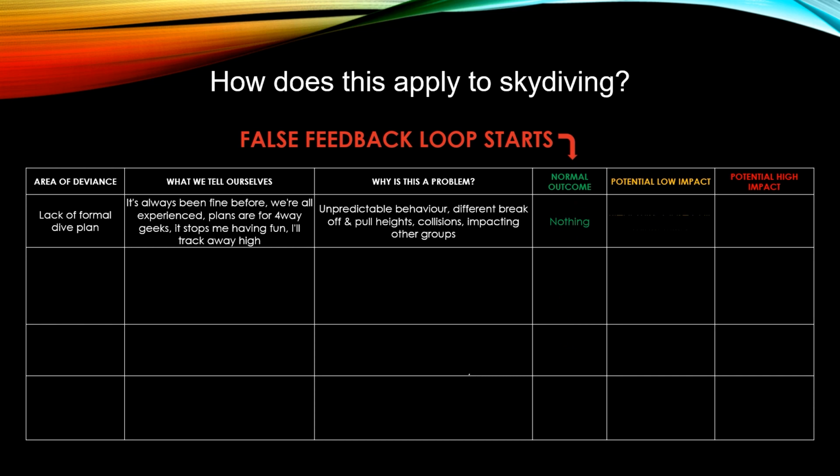The false feedback loop is starting now. You've all done it, me included. We've got a false feedback loop thinking that if we don't have a dive plan, it's safe. What's the potential low impact of not having a dive plan? Near miss or close call. How many people have opened near other people under canopy because they tracked away a bit high because it was all going wrong? Most people have had a close call either in freefall or under canopy.